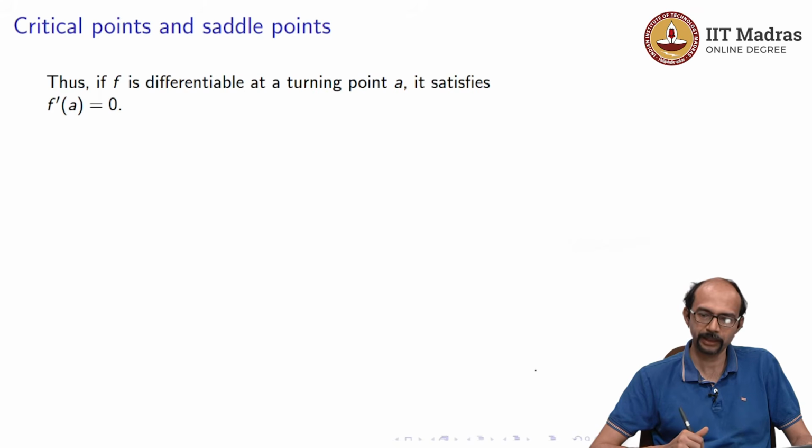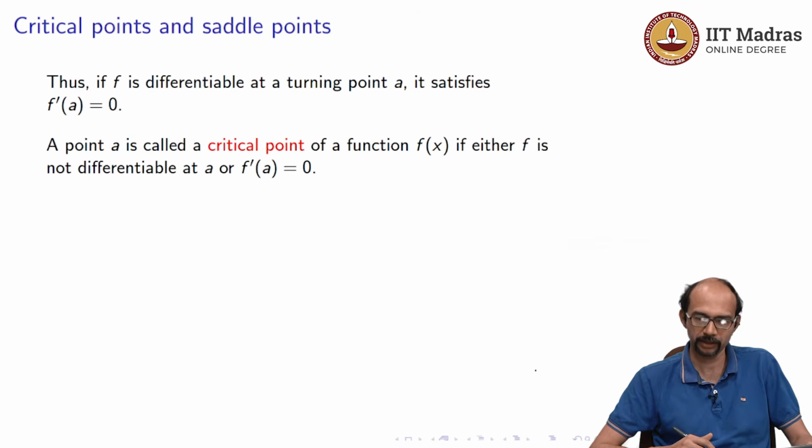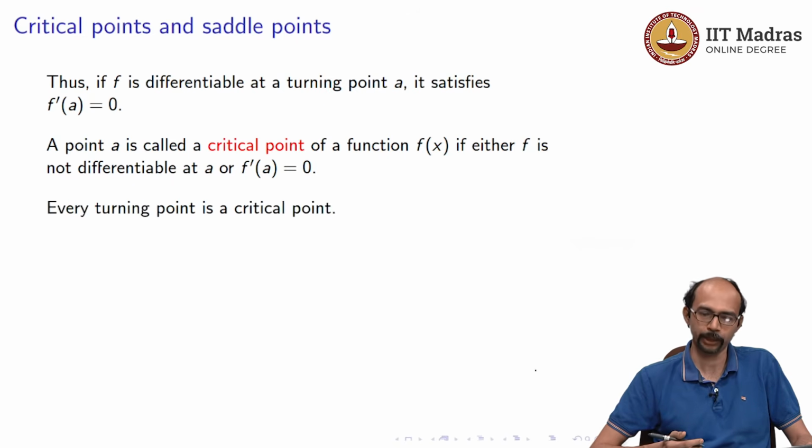If f is differentiable at a turning point a, it satisfies f prime a is 0. So, point a is called a critical point of a function f if either f is not differentiable at a or f prime of a is 0. Yeah, so, either it is a point at which the function is not differentiable, or it is differentiable, and when you take the derivative it is 0 at that point. So, of course, every turning point is a critical point. We just saw that if you have a turning point, then f prime a is 0 if it is differentiable, and if it is not differentiable, it is a critical point anyway.